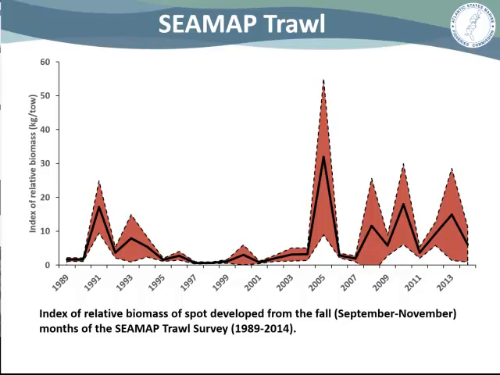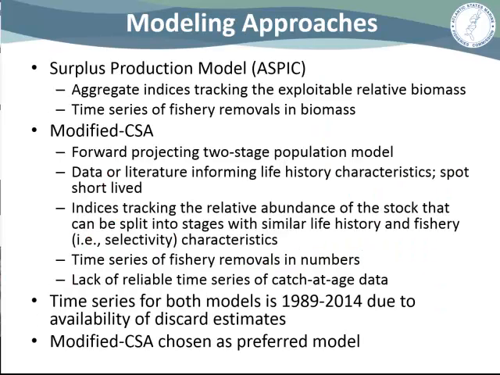Okay, for our modeling approaches, we looked at the spot with two different models. The first was a surplus production model that aggregated indices that track the exploitable relative biomass, and then the time series of fishery removals in biomass. And then the other model we used was a modified catch survey analysis.